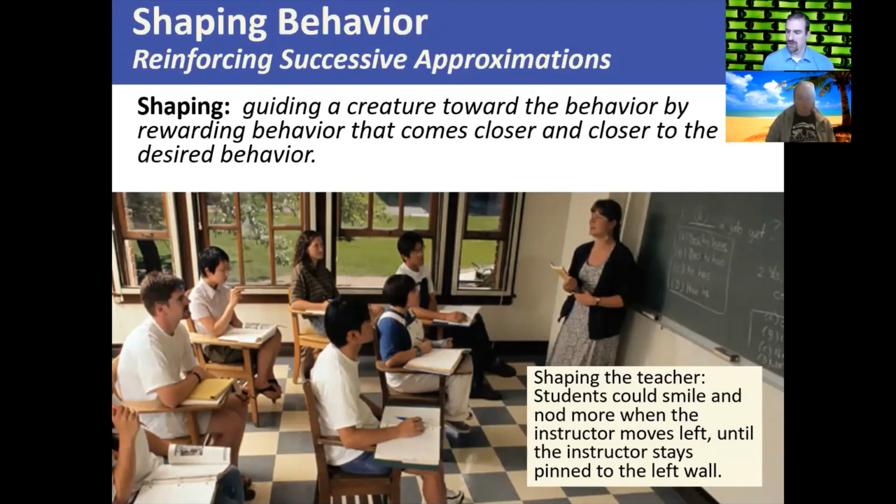Okay, so I'll read that for you again. Shaping is guiding a creature toward the desired behavior you want that creature to do, by rewarding behavior that comes closer and closer to that desired behavior. And in fact, we do this all the time when we train animals. So if you've had a cat, a dog, other animals, you want them to do specific behaviors, and you're going to reward the behaviors that they do.